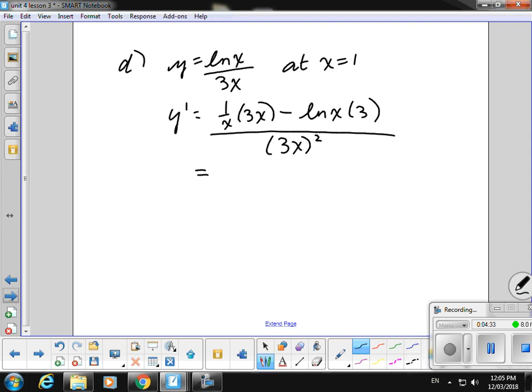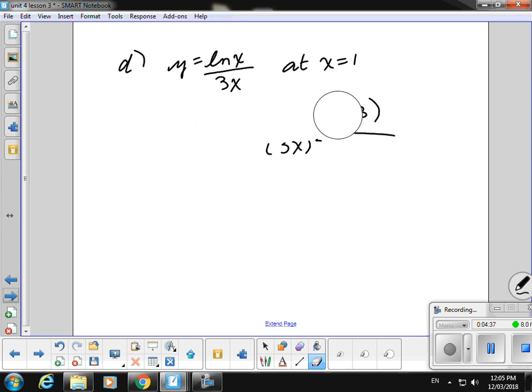Oh yeah, because I didn't write the question down right. All right, let's start again. It's just a tiny little change, but it makes it more interesting. Ln of x squared over 3x. Okay, here we go. Derivative.